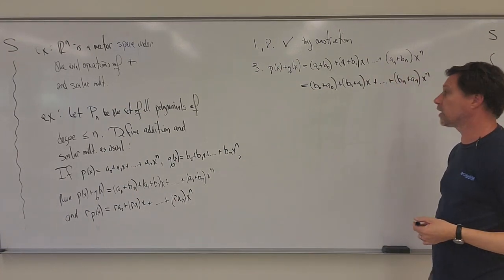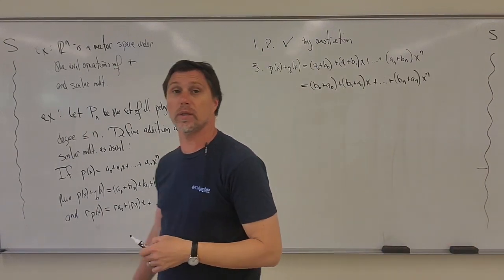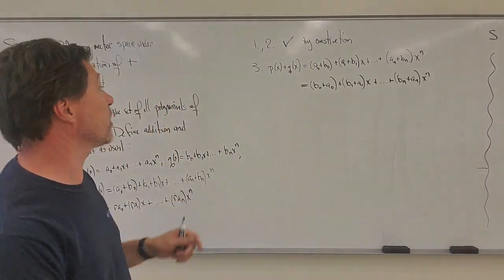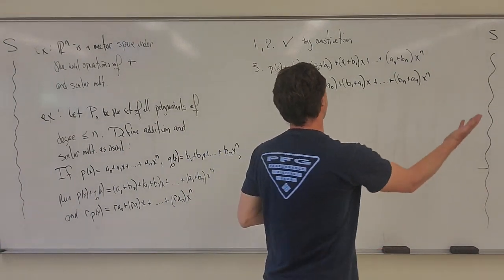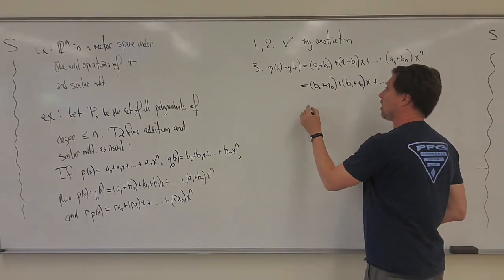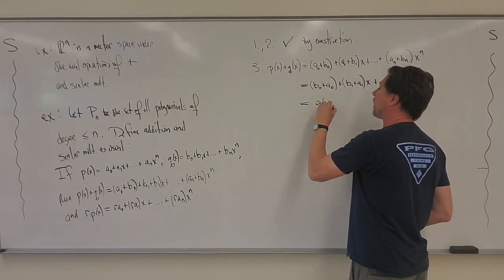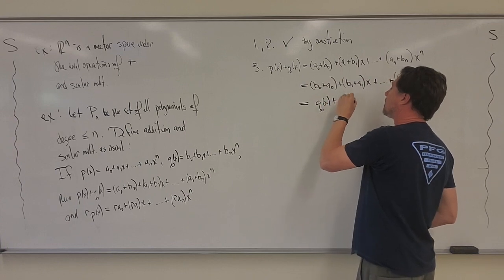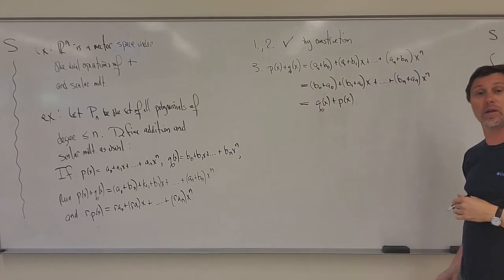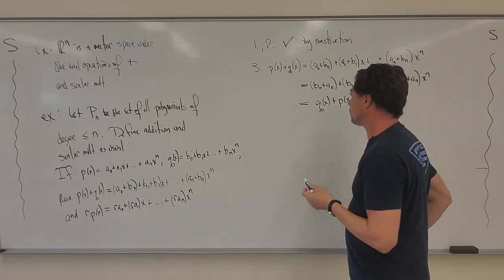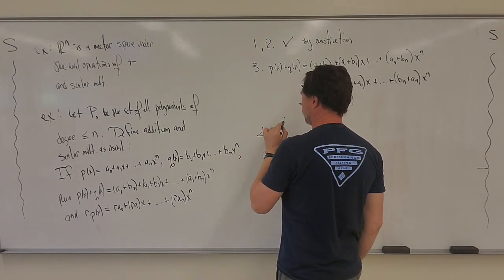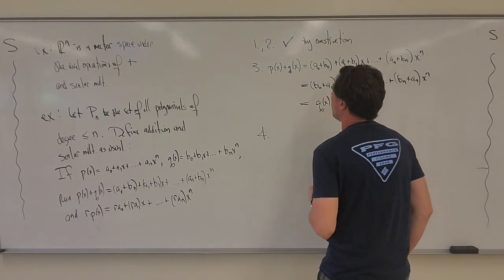What property am I using here? I'm using the fact that if you add two real numbers, it doesn't matter what order. So addition of real numbers is commutative, and what that does is it shows us, right, this is q of x plus p of x, so it tells us addition of polynomials is commutative also. The next property, associativity.